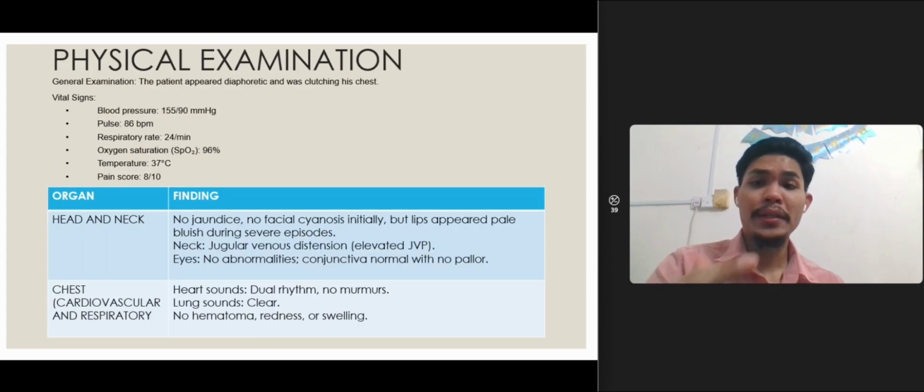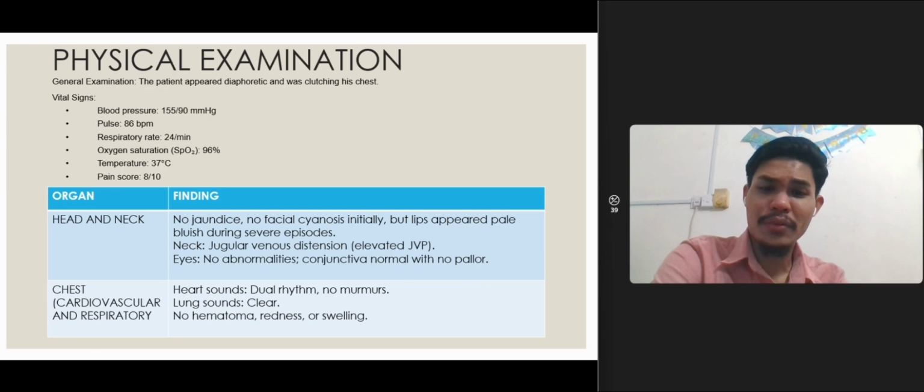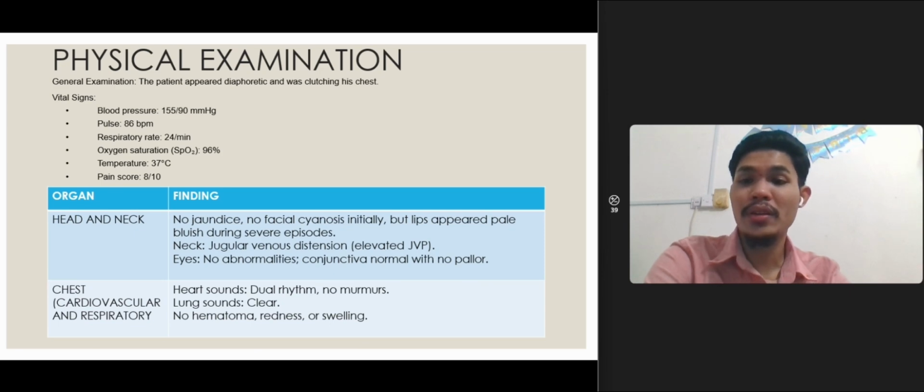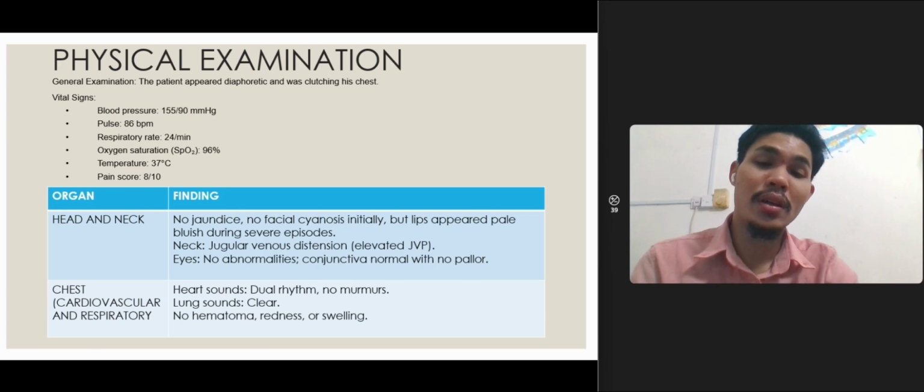So by the physical examination, when the patient came to Klinik Kesihatan Batu Kurau, the patient started clutching his chest with discomfort. The patient came with a priority. The vital signs: blood pressure is 155 over 90, the pulse is 86 beats per minute, the respiratory rate is 54 per minute. SpO2 is 96%, which is still normal, but the pain score, the patient is in a lot of pain, is 8 over 10.